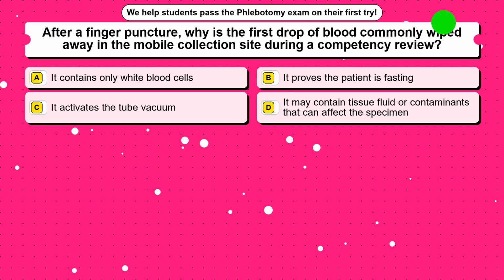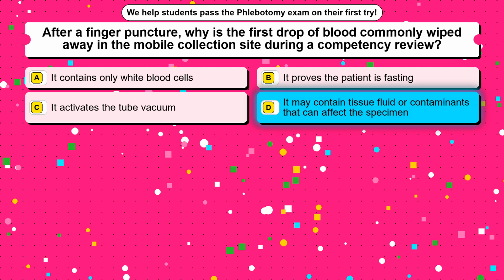Question 51. After a finger puncture, why is the first drop of blood commonly wiped away in the mobile collection site during a competency review? Option A. It contains only white blood cells. Option B. It proves the patient is fasting. Option C. It activates the tube vacuum. Option D. It may contain tissue fluid or contaminants that can affect the specimen.